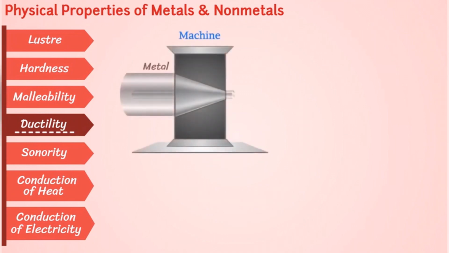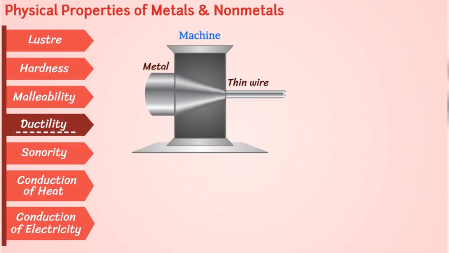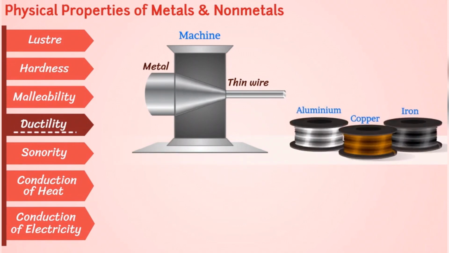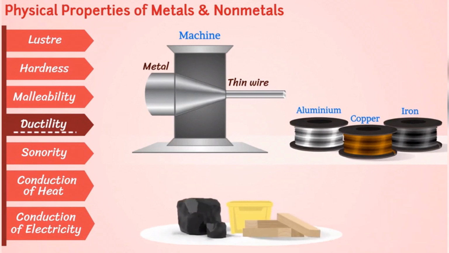Okay, ductility means that once you have the metal, you can bend it into small wires. For example, we can see we have aluminum wires, copper wires, iron wires, so they can bend. But once you try for a non-metal, if you bend, they break into pieces, as you can see. That is the property of ductility.